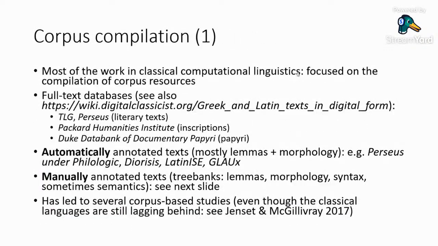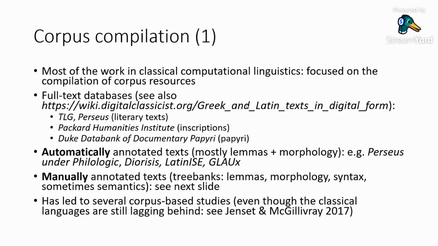So what about classical computational linguistics? A lot of work in classical computational linguistics has focused on the compilation of corpus resources. So right now we have a large amount of corpus tools for Greek and Latin. For example, we have large full text databases such as the TLG, such as Perseus, such as some other sources for inscriptions and papyri.